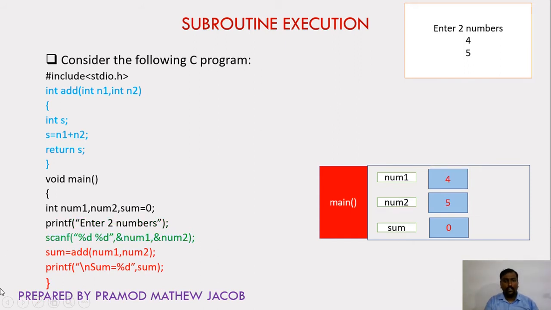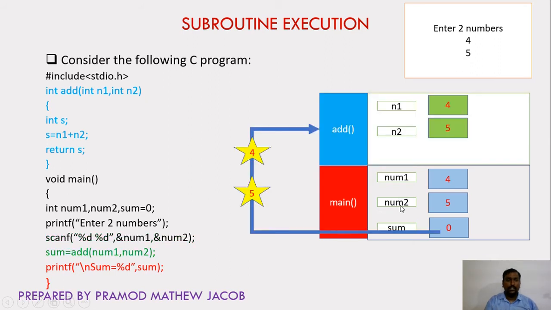So this 4 and 5 are read by the scanf function and mapped to num1 and num2. Then 4 is stored in the num1 memory location and 5 is stored in the num2 memory location. Next is the function call sum is equal to add of num1 comma num2. So the values of num1 and num2, which are 4 and 5, are passed as arguments to the subfunction called add. So the control is given from the main function to the subfunction add.